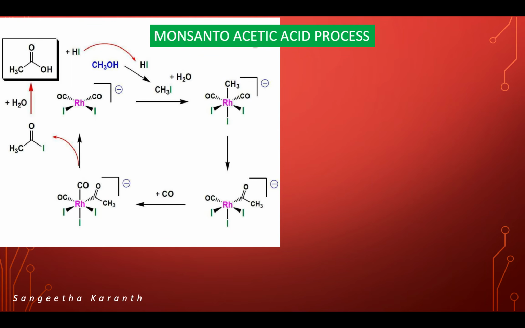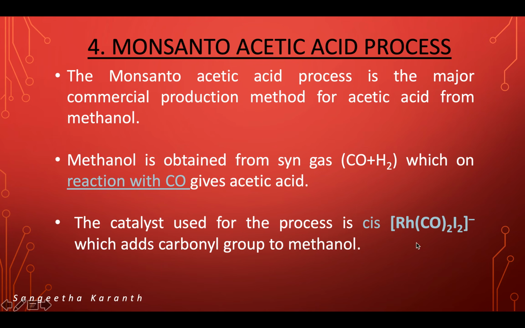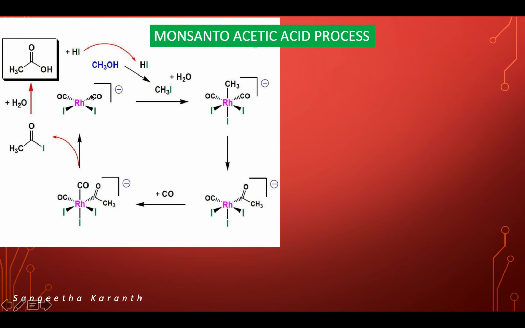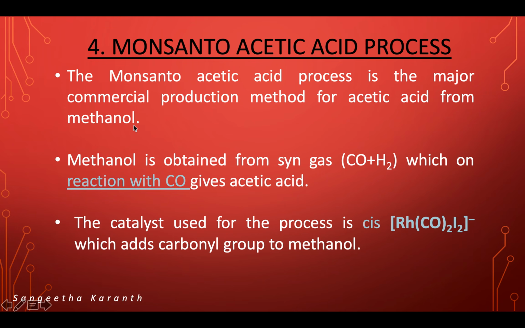So we'll start with the catalytic cycle again. In the previous slide I've shown it. This is the catalyst which we use, rhodium, coordinated with 2 carbonyl ligands and 2 iodo ligands, and of course it is an anion, right? The charge of this complex is -1. Before that I want to tell one more thing. Methanol is prepared from syngas. Once we get this methanol, we prepare acetic acid from it by making use of this catalyst.